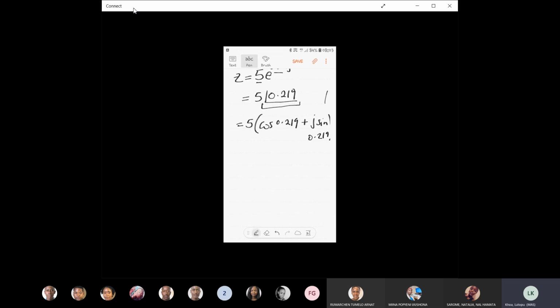Okay, so substitute that, work out cos of 0.219, and then you multiply it by 5. I'm getting 4.881, so to 3 decimal places. And then the same thing with the sine. I work out 5 sine of 0.219. Again, my calculator must be in radians, and I'm getting 1.086j. So this is in polar form, and that is in rectangular form.